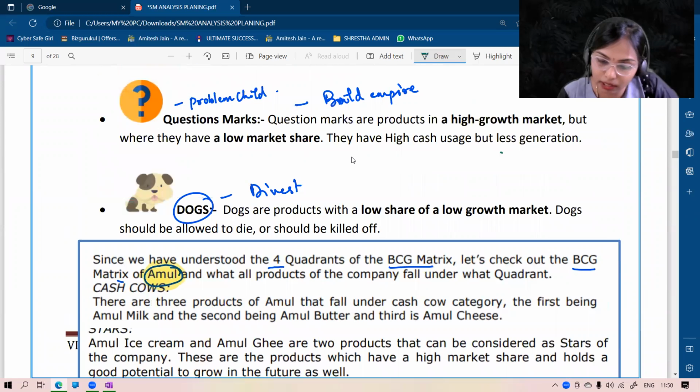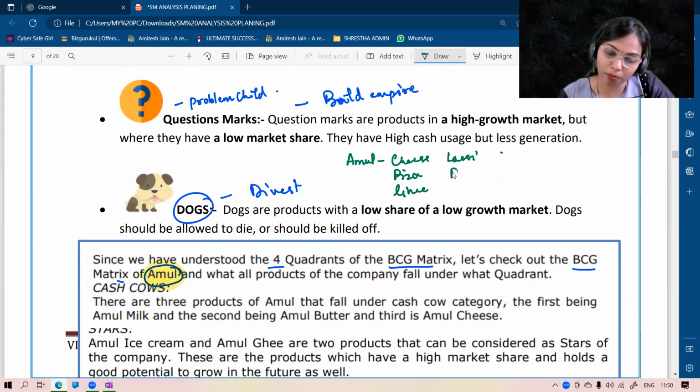Okay, let's take the example: Amul cheese, Amul pizza, Amul ghee. Then you have Amul lassi, Amul buttermilk. Then you have Amul toned milk. Then you have ice cream, Amul butter, Amul cookies.